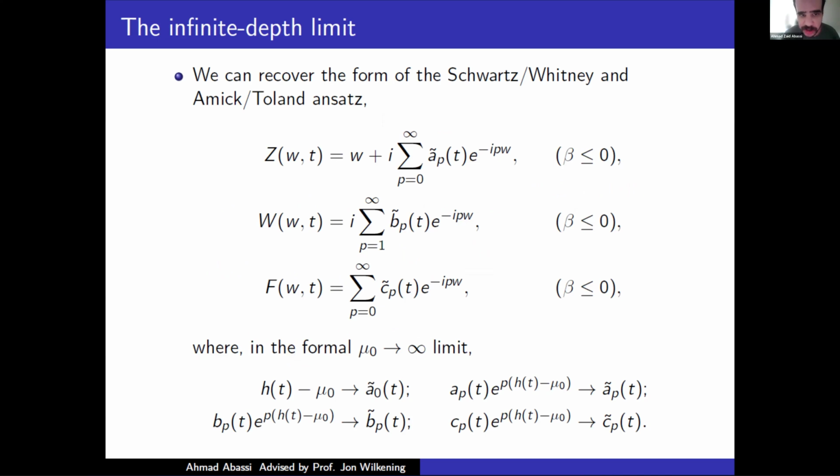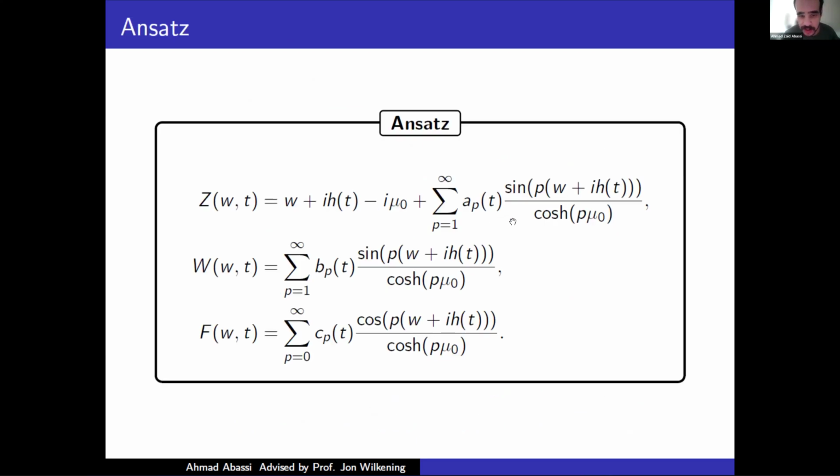And it turns out we can recover the form of the Schwartz and Whitney and Amick Toland ansatz, where they propose something that looks quite similar to ours, only theirs were in this more standard complex Fourier series representation where the coefficients are temporal functions. And if we just take the limit mu0 to be infinity, this corresponds to the bottom of the slide. And as we will see, a main difference from them, besides the fact that we use sines and cosines, is these normalization factors of Cauchy's of p times mu0, which are necessary to actually recover their ansatz. Just take mu0 goes to infinity, so it's a normalization term, if you will.